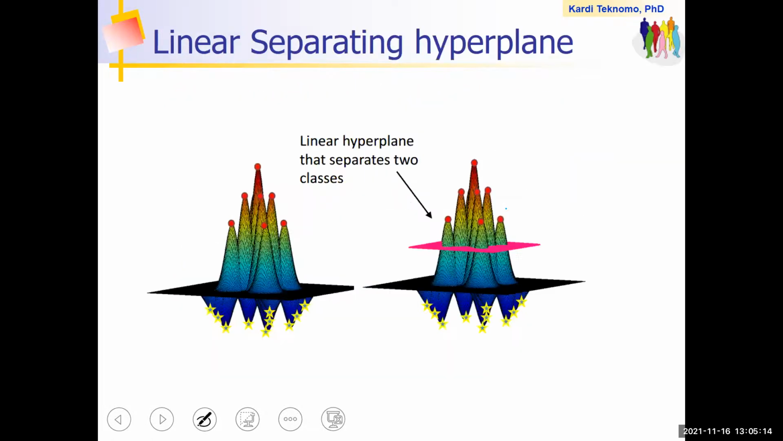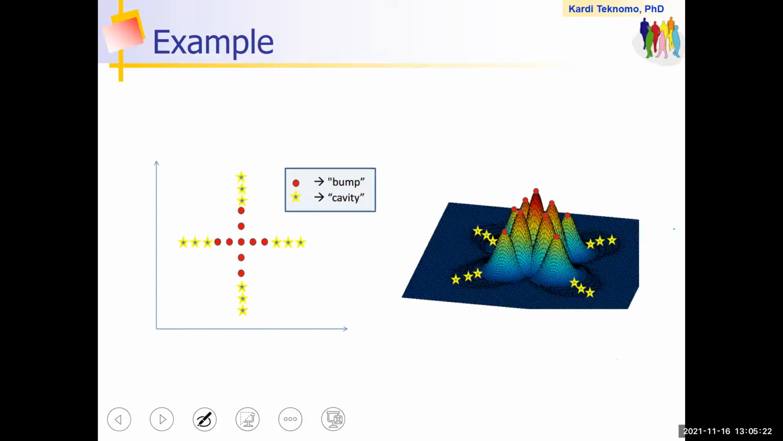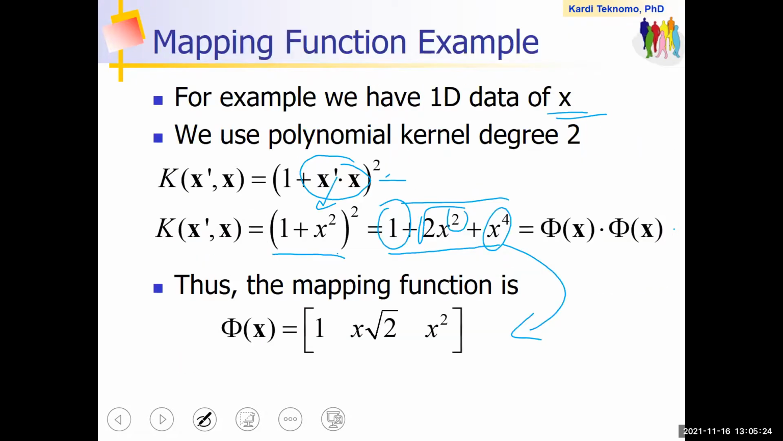Earlier I said you can do this by kernel trick by finding these bases. So how do you find these bases? This is what I explained now. Is it clear or do you have any question?